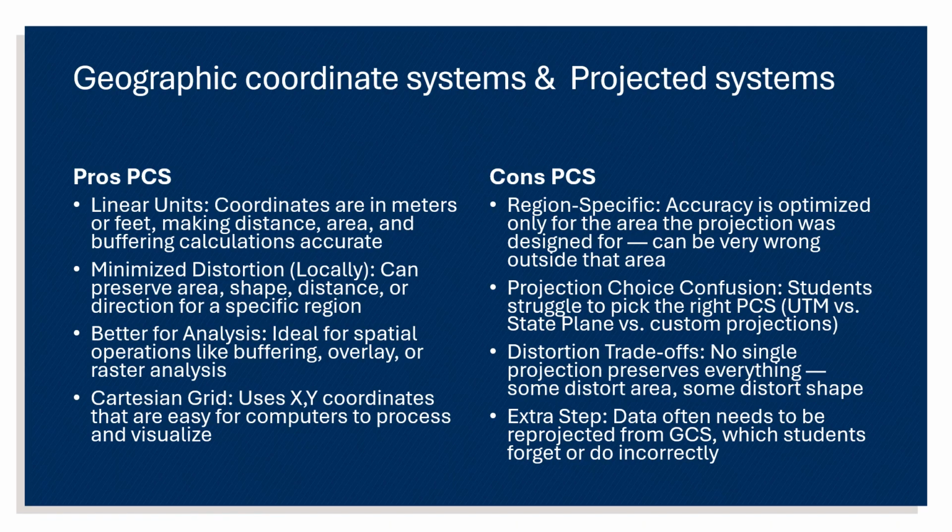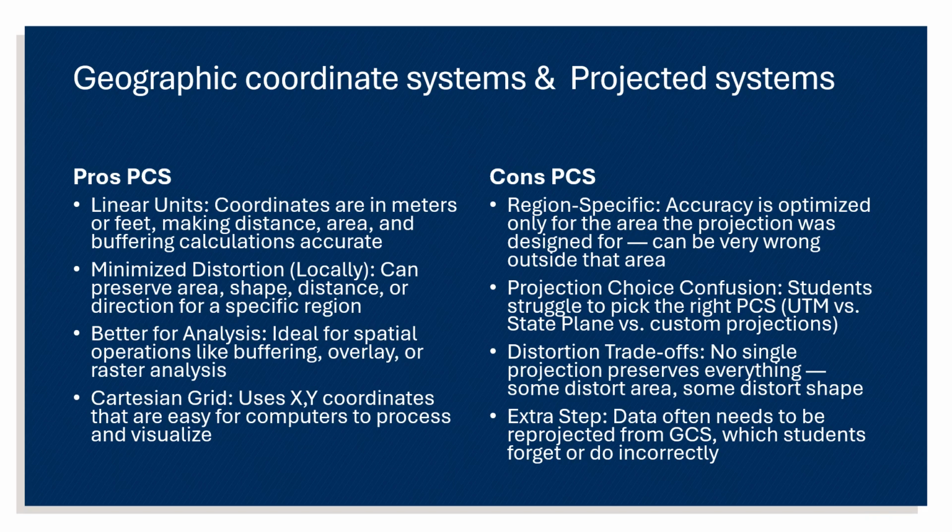PCS are 100% better for analysis. They're ideal for all kinds of spatial stuff like buffering and overlays and raster analysis. And they run off of a basic Cartesian grid, uses XY coordinates. They are much, much easier for computers to process and to generate visualizations from.